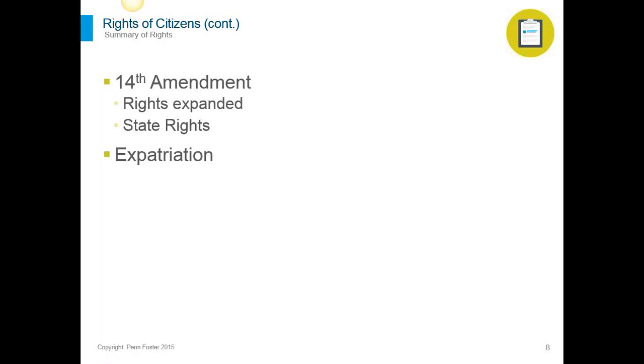The U.S. Constitution also provides the right of expatriation, meaning that people have the right to refuse their citizenship, denounce their citizenship. So someone who's an American citizen has the right to say, well, I'm not an American citizen anymore. I want to be a citizen of this new country that I'm either going to or have lived in.